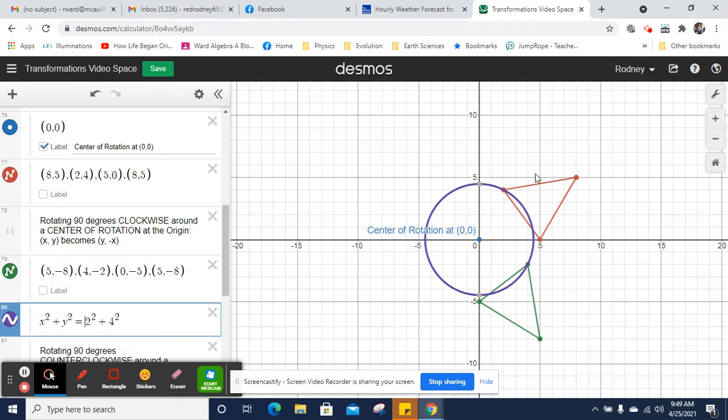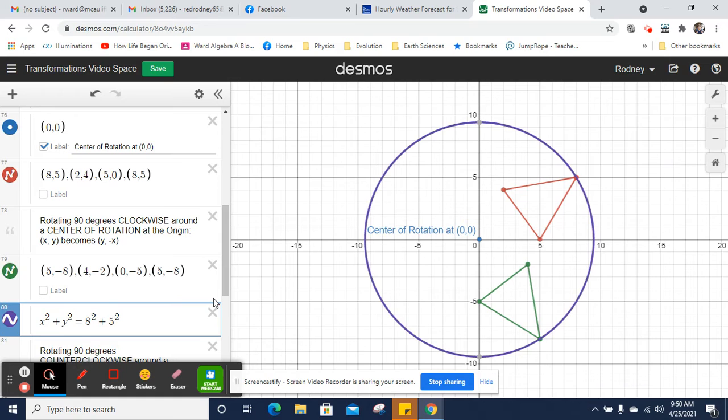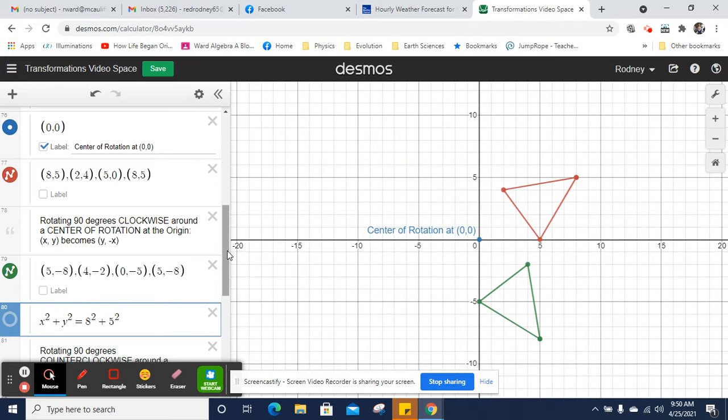I could also prove it for this point. This point is at 8, 5, so I'll just change that to 8 and 5. And this point just swung around that circle. Now we're going to work backwards and go the other way. And what you're going to find is, I'll turn that off so we don't need to worry about that.